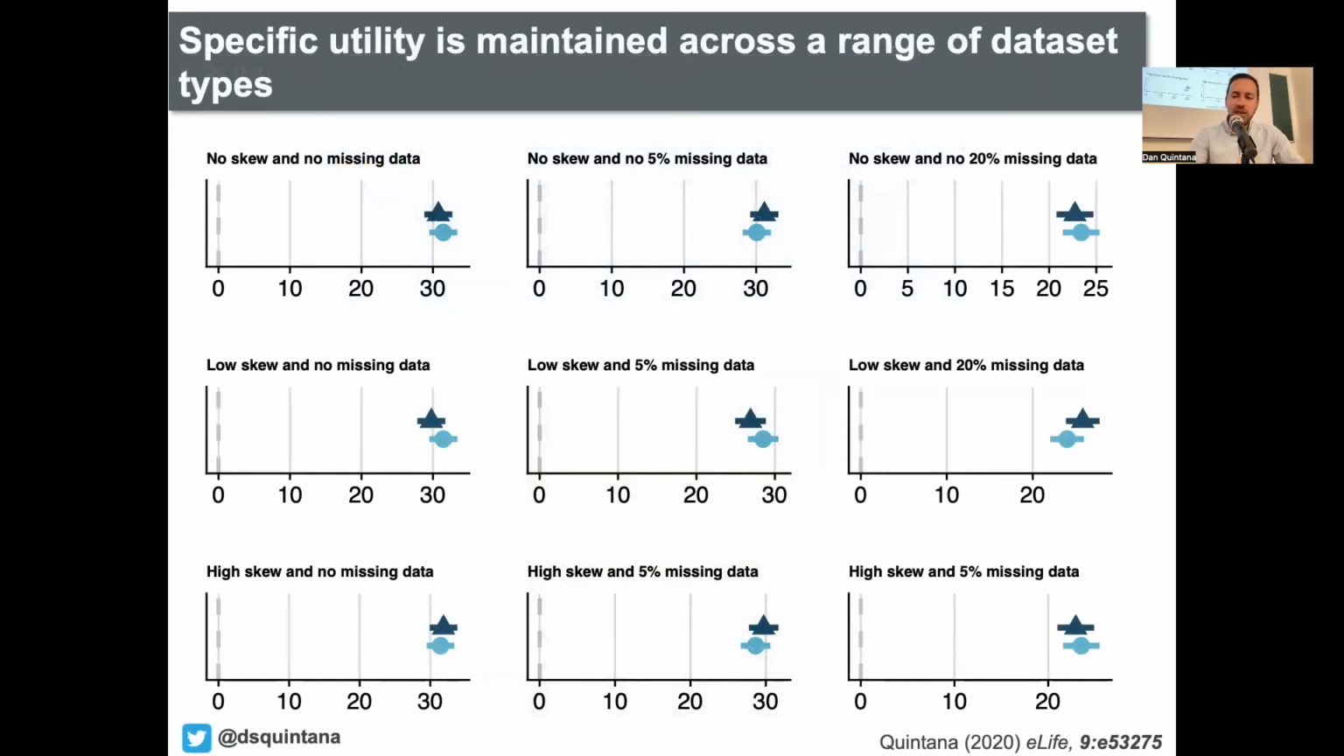Well, I've done some simulations as well, and specific utility is maintained when you're looking at a range of different data set types in general. Of course, you need to check this with your own data. I ran a few simulations looking at no missing data and no skew, and different degrees of missingness and skewness. And generally speaking, it works quite well.